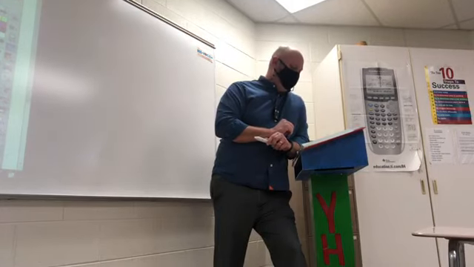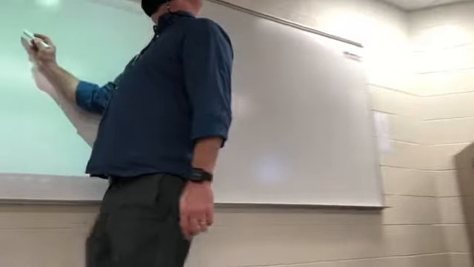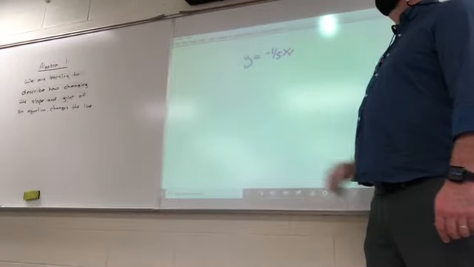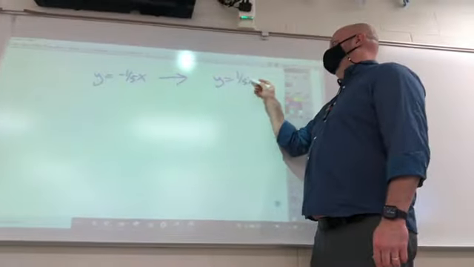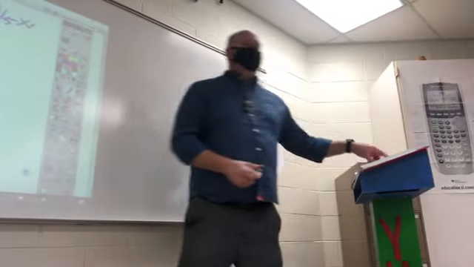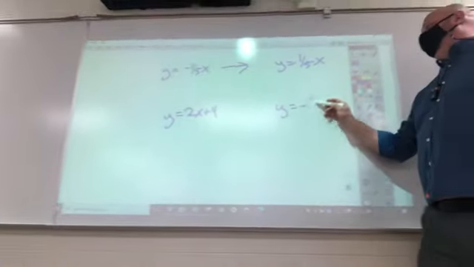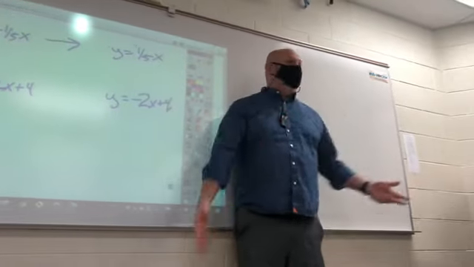11. Number 11, it wants us to reflect it across the y-axis. They give us y equals negative 1/5 x. Reflect that. Y equals positive 1/5 x. Look at number 12. Y equals 2x plus 4. It'd be y equals negative 2x plus 4. That's it. That's all this is.